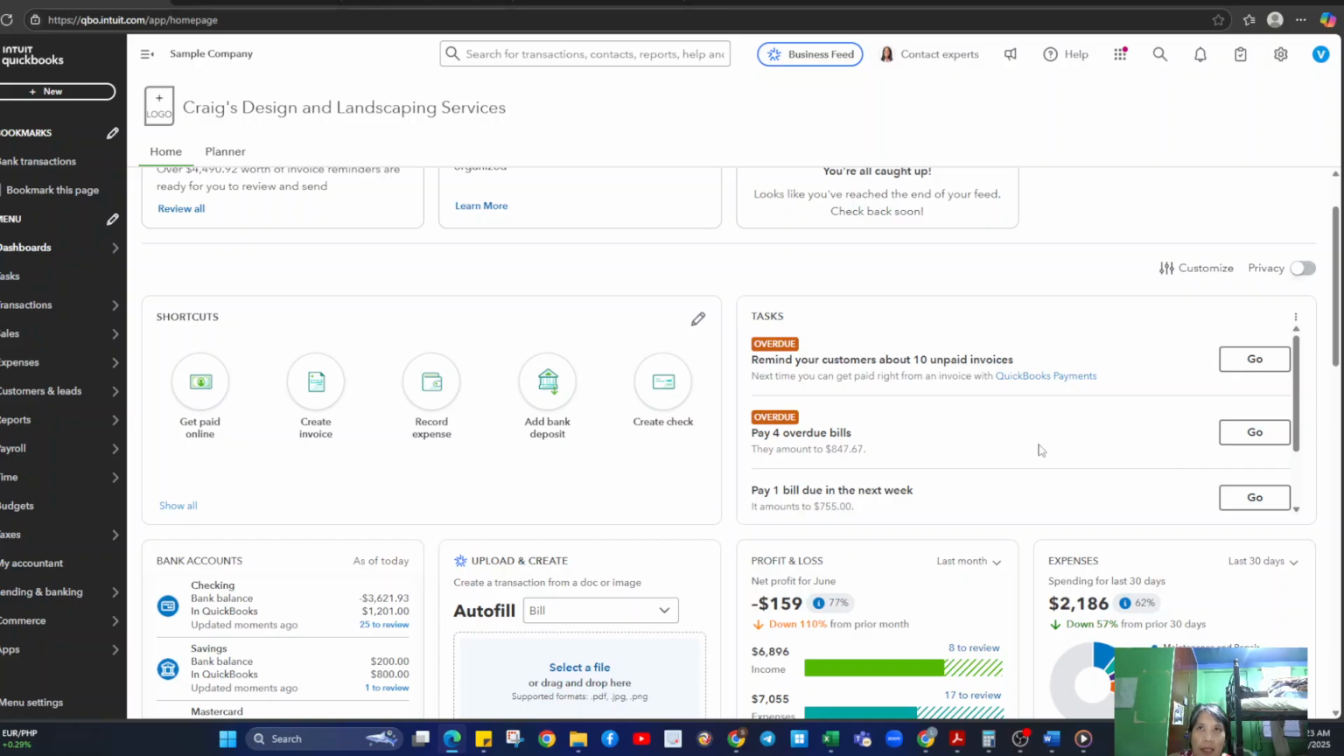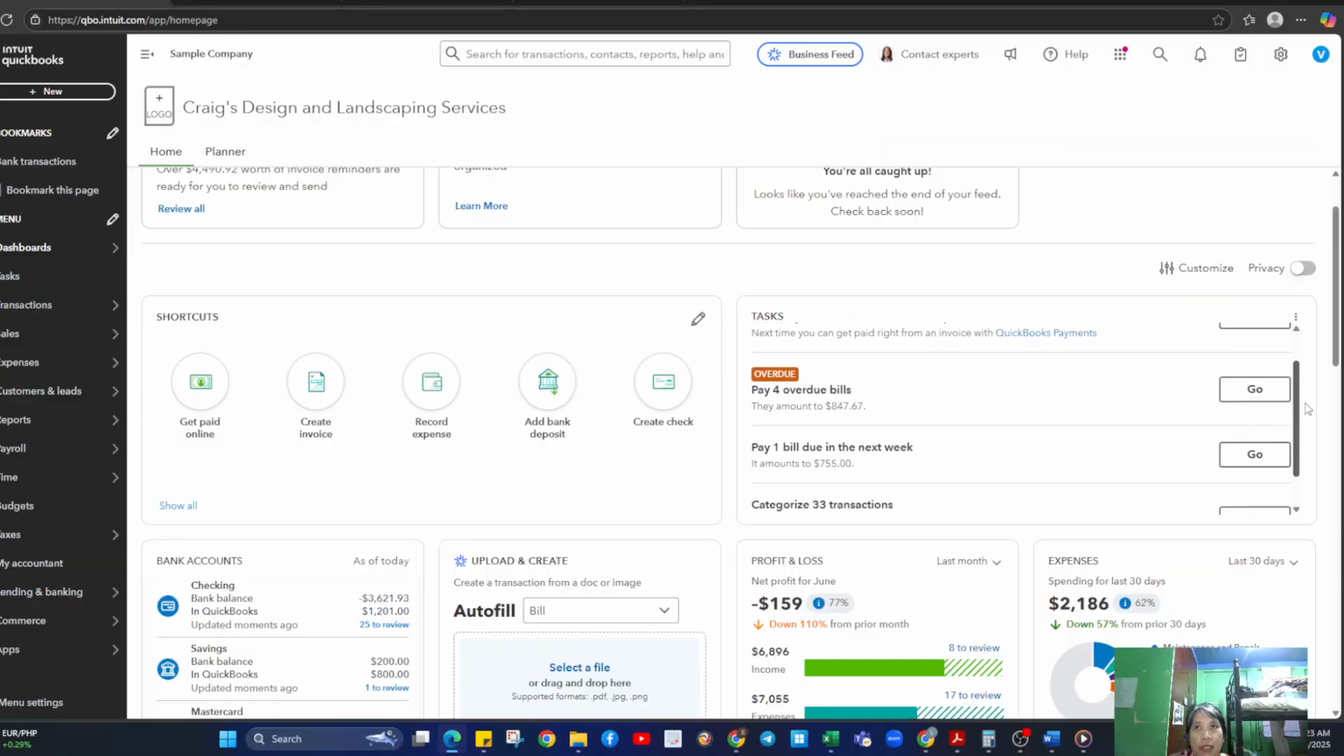On the other hand, the client also has overdue bills, so it's a reminder for the client to make payments also to their vendors. And there's also one bill due next week. So if the client is making a cash budget or projections to make payments, this is one item that has to be included in the schedule.